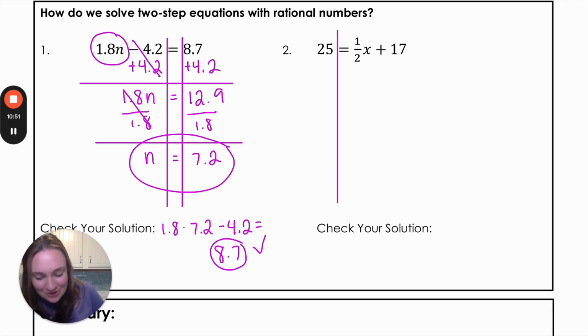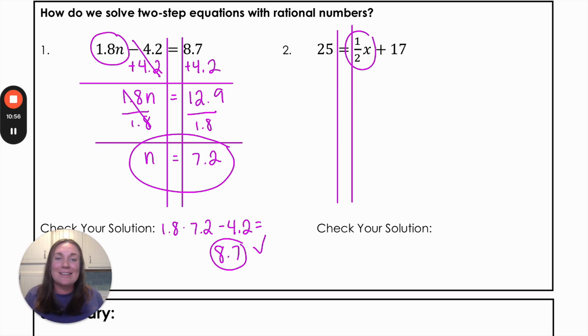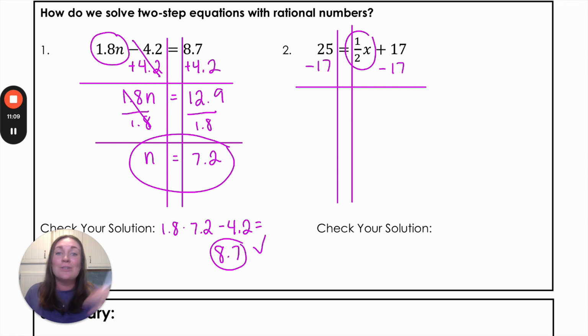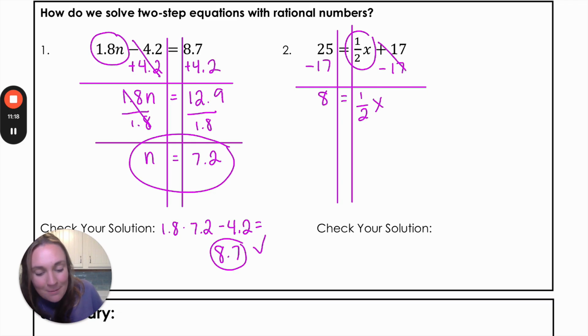Draw those railroad tracks. Circle our number with our x, this time is 1/2. I am always going to that side of the variable, so I'm going to get rid of that plus 17 first. The opposite of plus 17 is a minus 17. Drawing my big line to show my steps. 25 minus 17 on the left-hand side is going to be 8. I'm going to bring down that bubble, 1/2 x. My 17 minus 17 gives me 0. Those are inverse operations you get to cross out.